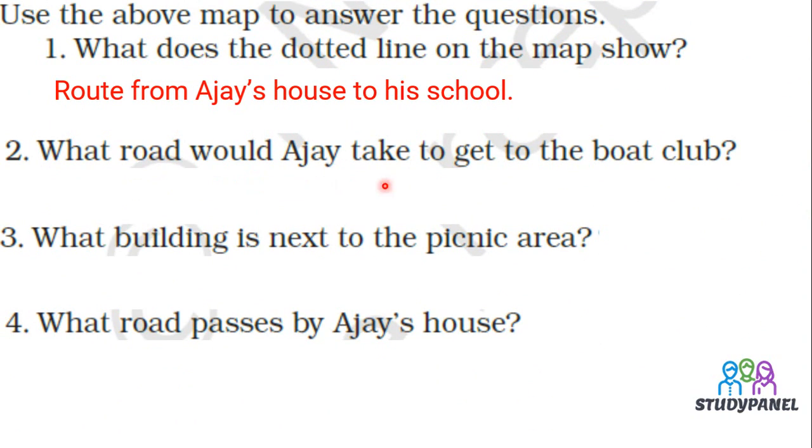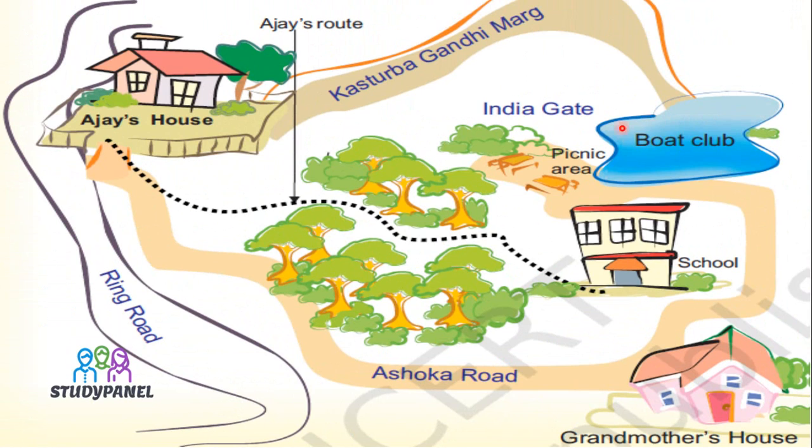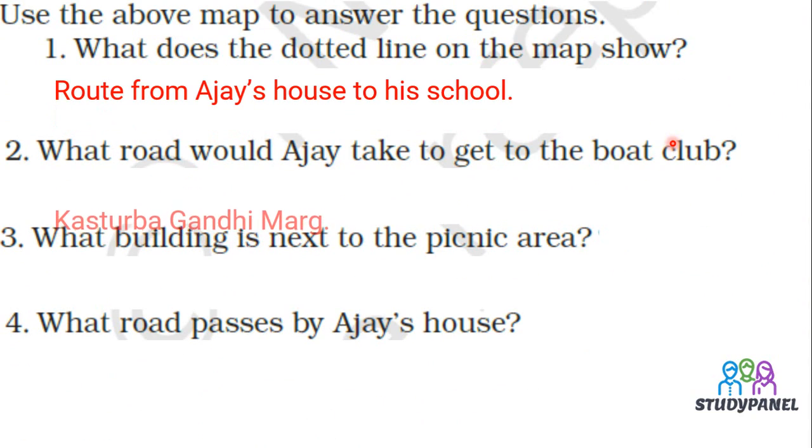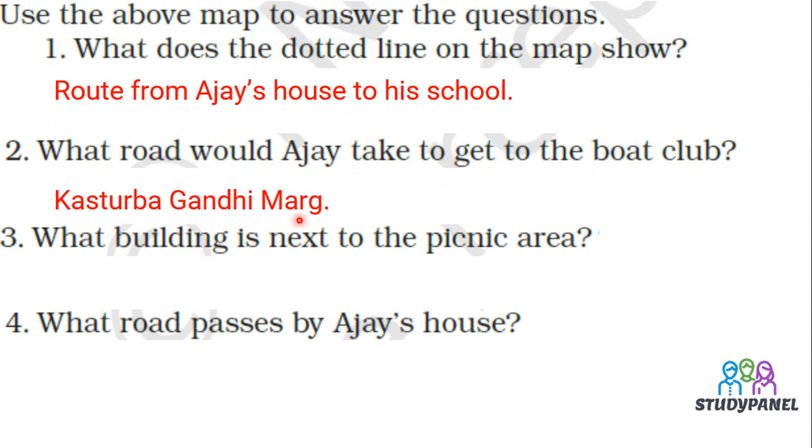Come to the second question. What road would Ajay take to get to the boat club? Now see, this is boat club. So Ajay will take Kasturba Gandhi Marg to reach boat club. So the answer is Kasturba Gandhi Marg.